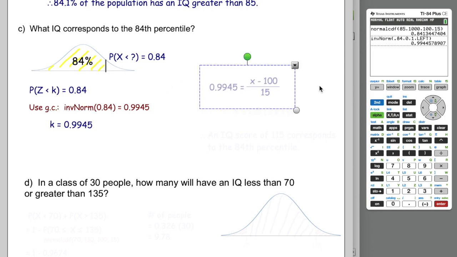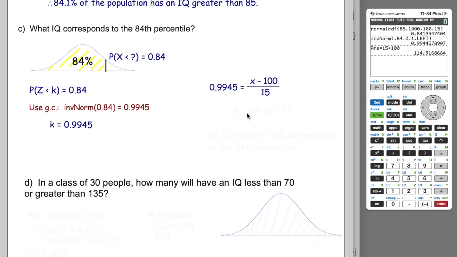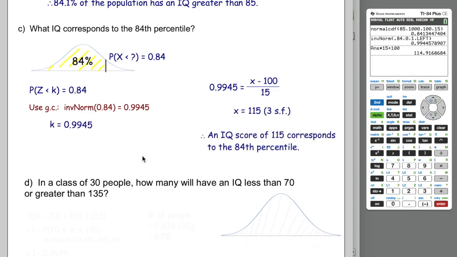So now you will activate the Z-score formula so that you can translate this Z-score position to the actual IQ score bell curve using X, the data point, minus the mean over standard deviation. So times 15 and then plus 100, I get 114 or 115 if you round it, okay? So if somebody has an IQ score of 115, that means they have an IQ score higher than or equal to 84 people in a population of 100.